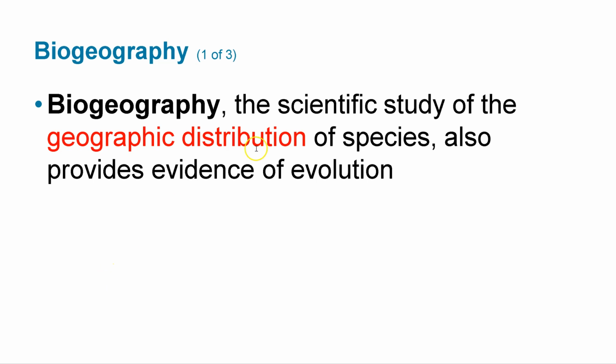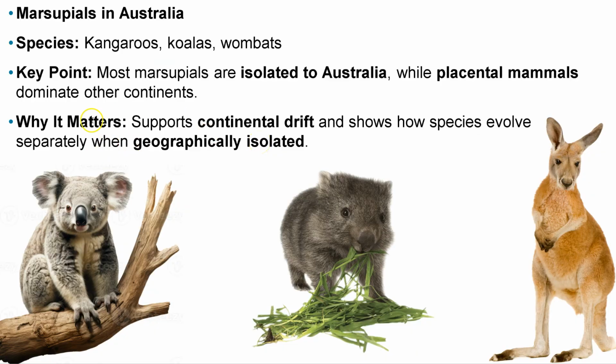Biogeography is another evidence of evolution, the scientific study of geographic distribution of species. So the example is marsupials. These guys are only found in Australia. They're isolated to Australia, while placental mammals dominate other continents. Why does this matter? It supports continental drift, Pangea, and it shows how species evolve separately when geographically isolated. Koala, wombat, kangaroo.